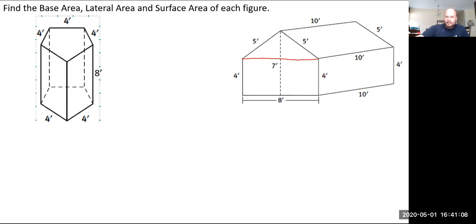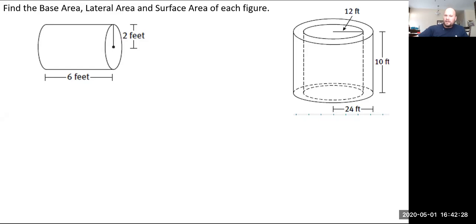All right, let's go on to the next slide. Okay, so now on this slide, the base area is going to be a circle. So this is actually a cylinder, and I have two shapes here. Again, the one on the left is a basic cylinder. The one on the right is a composite figure of two cylinders. Now, the composite figure we're not going to do today. We'll do the composite figure on Monday.